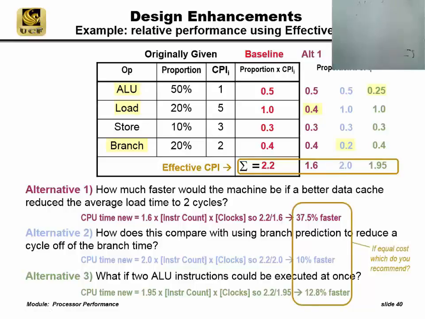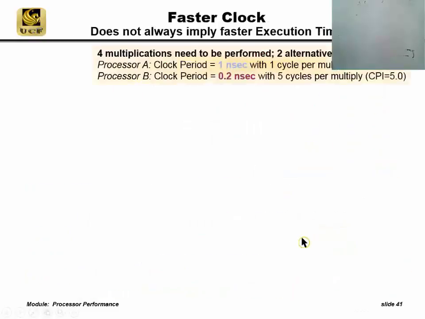Well, we always want to think about cost. Suppose the cost was equal. Which design alternative do you recommend? Well, obviously we're going to pick the faster one if everything else is equal. And in this case, we can find this alternative to be better.